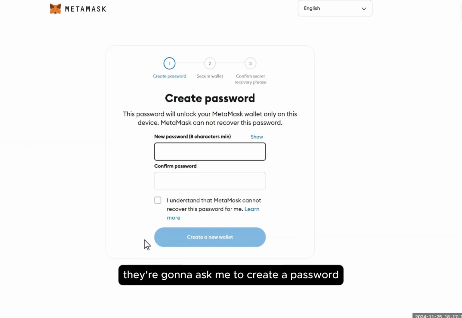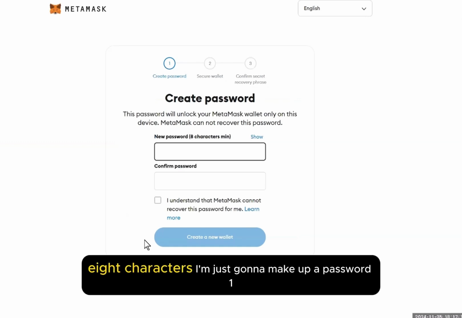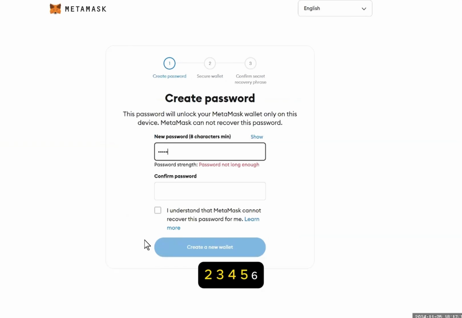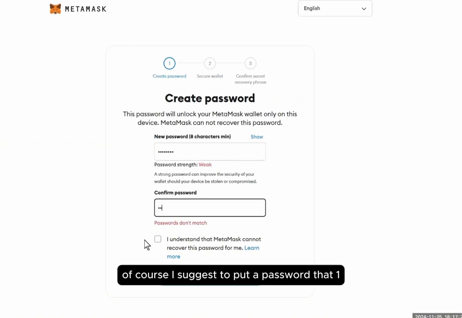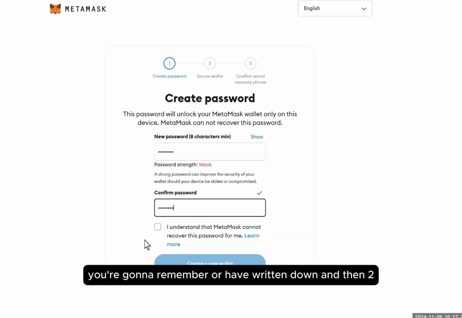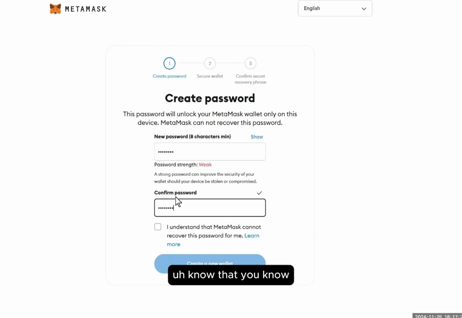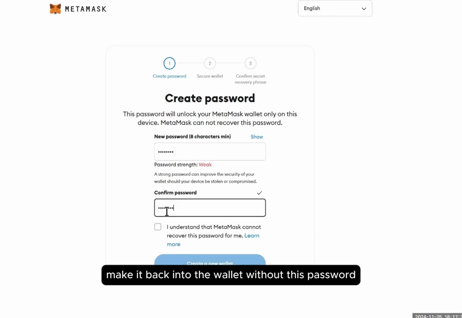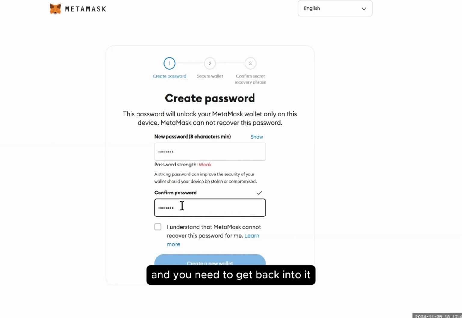They're going to ask me to create a password, 8 characters. I'm just going to make up a password, 1, 2, 3, 4, 5, 6, 7, 8. Of course, I suggest you put a password that, 1, you're going to remember or have written down, and then 2, know that you would not be able to make it back into the wallet without this password. Now, this is speaking in the sense of you've added the wallet to your phone or your browser and you need to get back into it.